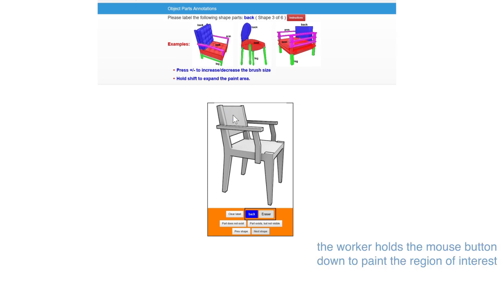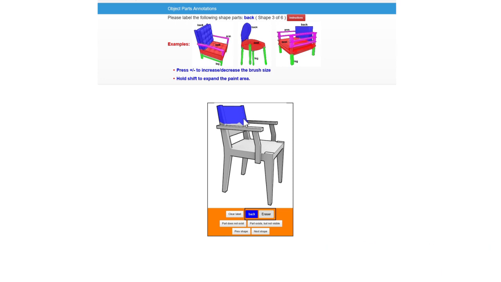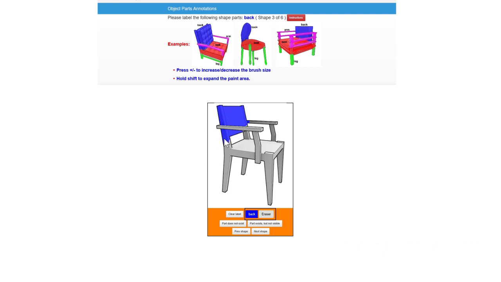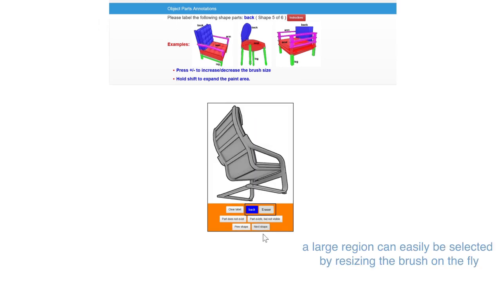The worker holds the mouse button down to paint the region of interest. Our brush automatically snaps to salient boundaries of the object. A large region can easily be selected by resizing the brush on the fly.